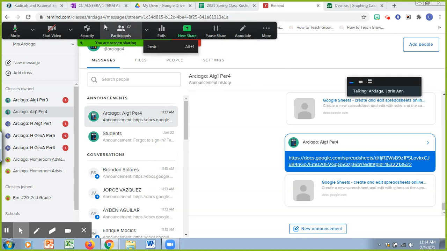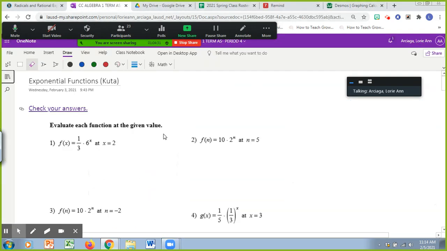Delta Math is one. I know you're missing some from Delta Math. Then Schoology, those little things with the puzzle, you have to work on those. Those are self-graded, so if you do them, it will automatically give you your grade. I will also be checking your OneNote.